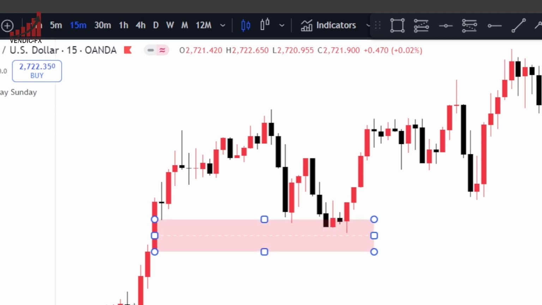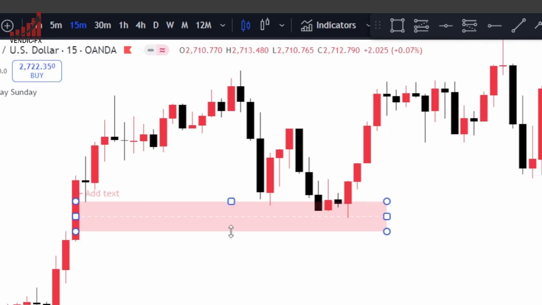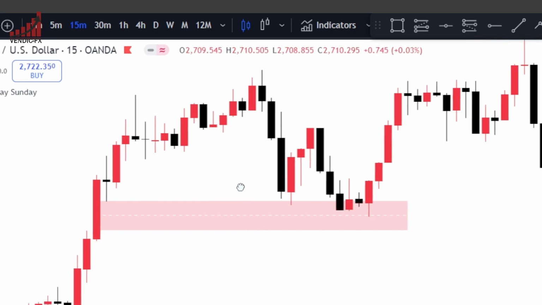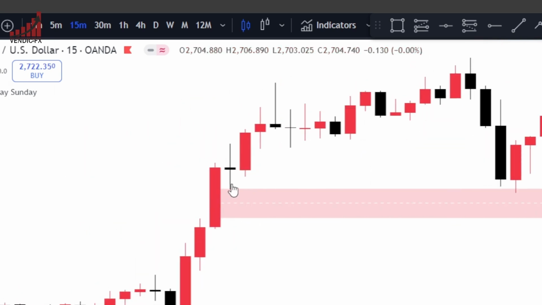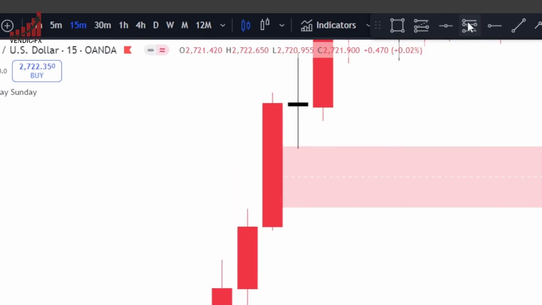This was an imbalance. If you check from where I drew from here to this point, the market moves so aggressively that these two candles, let me zoom in so that you can see. This is what I mean. The distance between where this previous candle stopped and where the next one stops. As you can see, there is a space here, there's an imbalance here.